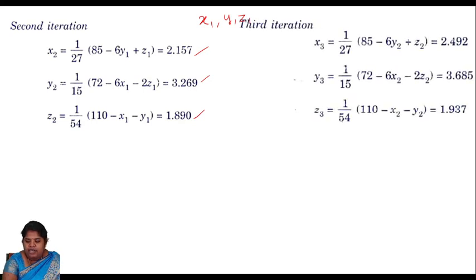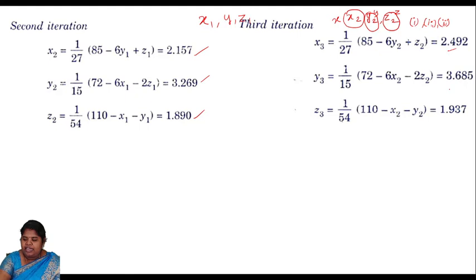Now, in the third approximation or third iteration, substitute the values of x2, y2 and z2. In the place of x, replace x2. In the place of y, y2. And in the place of z, z2, in expressions 1, 2 and 3. We obtain x3, y3 and z3.